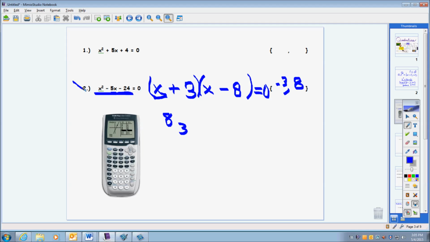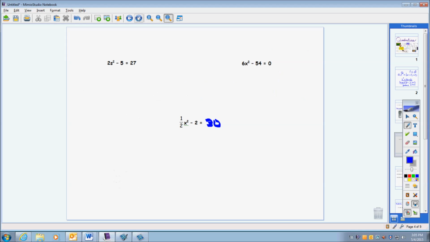Go to y1 equals, and type that. Don't worry about the equals 0. Just type that in, and then you're going to get negative 3, comma 8 for the two x-intercepts. We're going to put all this together at the very end. So I'm going a little fast, but I'm going to recap all this in a few more slides.